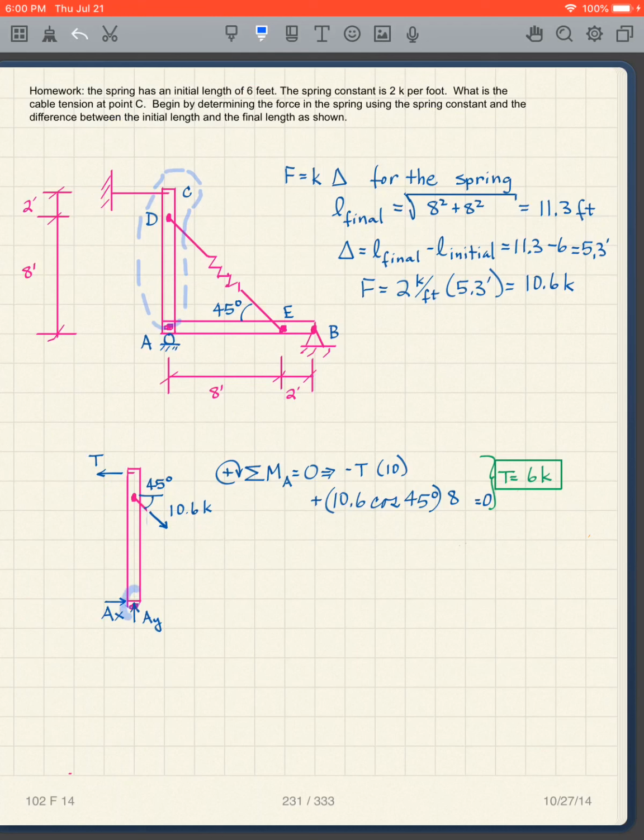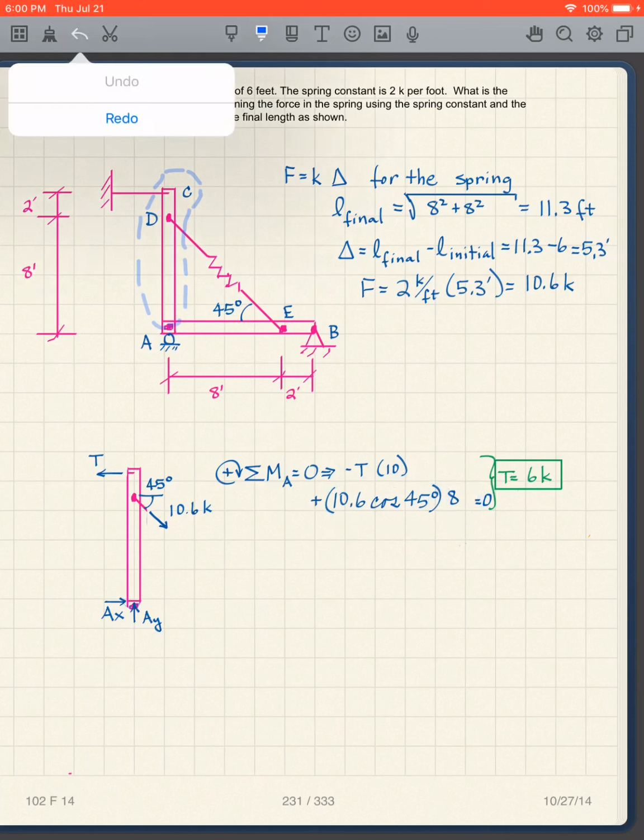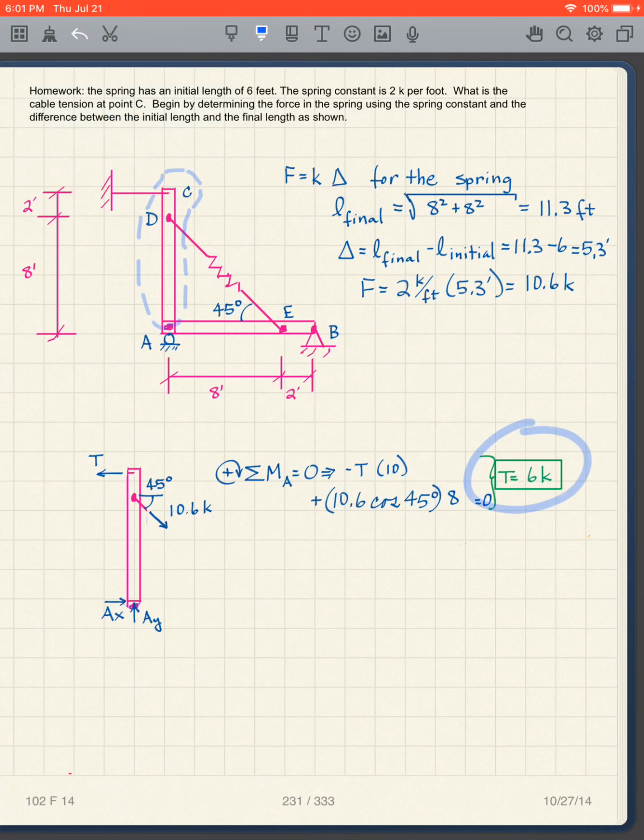I take moments about A equals 0, and I have minus T times 10 for that one. And I'm going to use the horizontal component for the spring force, which is 10.6 cosine 45 degrees, which will go clockwise. So it's plus 10.6 cosine 45 degrees times 8. And that gives me a T of 6 kips.